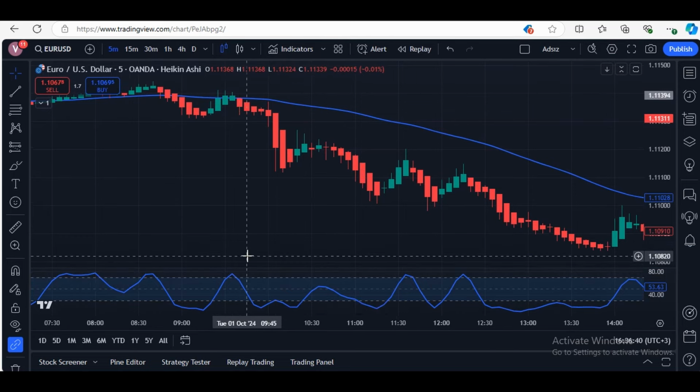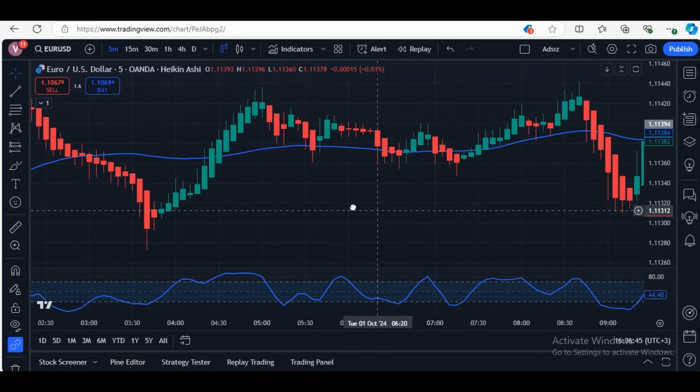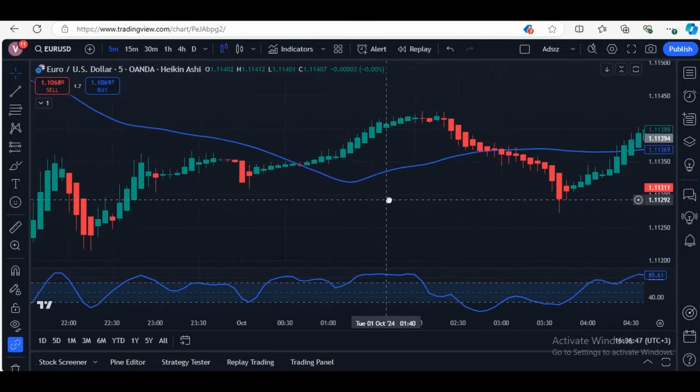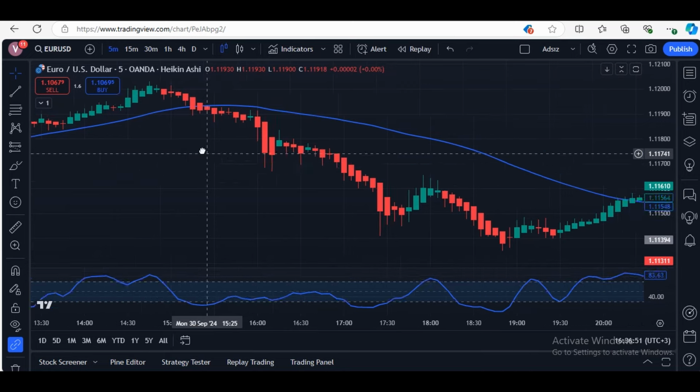Let's move on. We need 2 consecutive Heikin Ashi candles with sellers to determine our entry position. We should enter at the opening price of the third one.